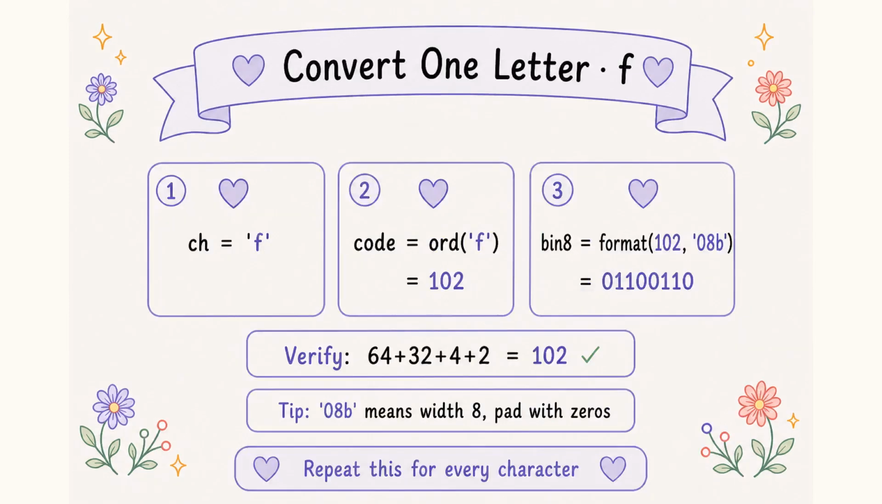Convert one letter carefully. Character F. Code equals ord of F, 102. 8-bit format gives 01100110. Check, 64 plus 32 plus 4 plus 2 equals 102. Repeat this conversion for every character in the string.